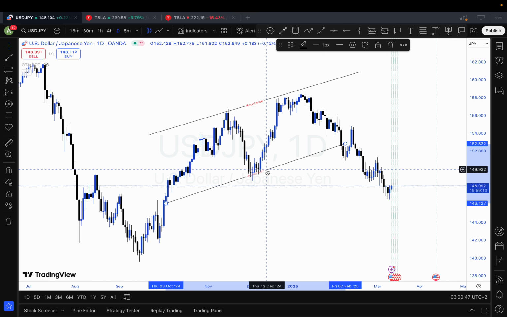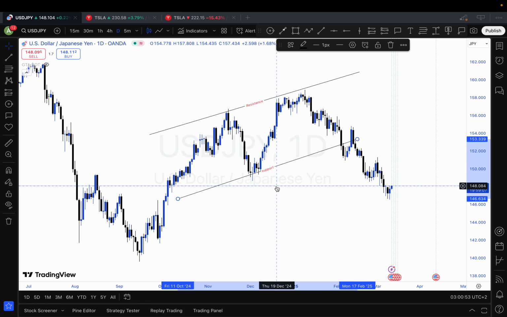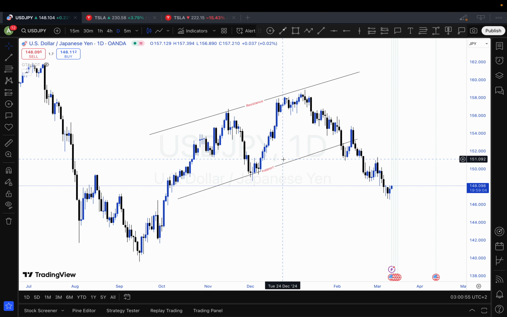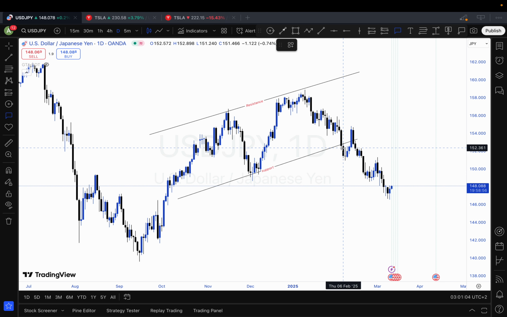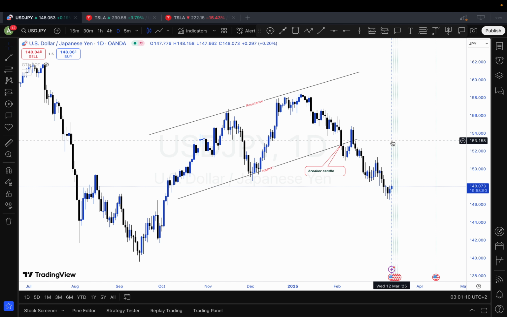So resistance, and then I have my support. All right, so I have my resistance, I have my support over here. And then we did what? We actually broke below this. We broke below this particular one. And then here I'm going to say is the breaker candle. Is the breaker candle. All right.